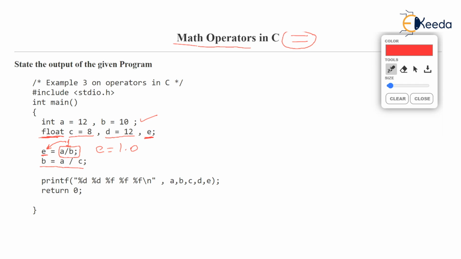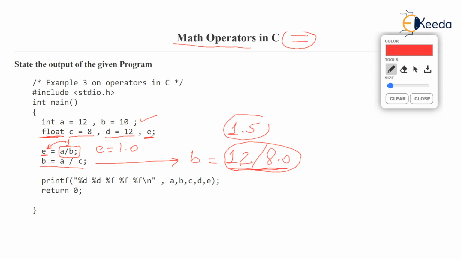B is equal to A by C. Now B being A by C, but notice A is 12 and C is 8.0. Now 12 upon 8.0 is going to be perfectly a floating point number. Precisely it's going to be 8 ones are 8, 8 fives are 40, so 1.5. But there is a genuine problem here. RHS has got solved first. But how can you store 1.5 in B? Come on, B cannot store 1.5.